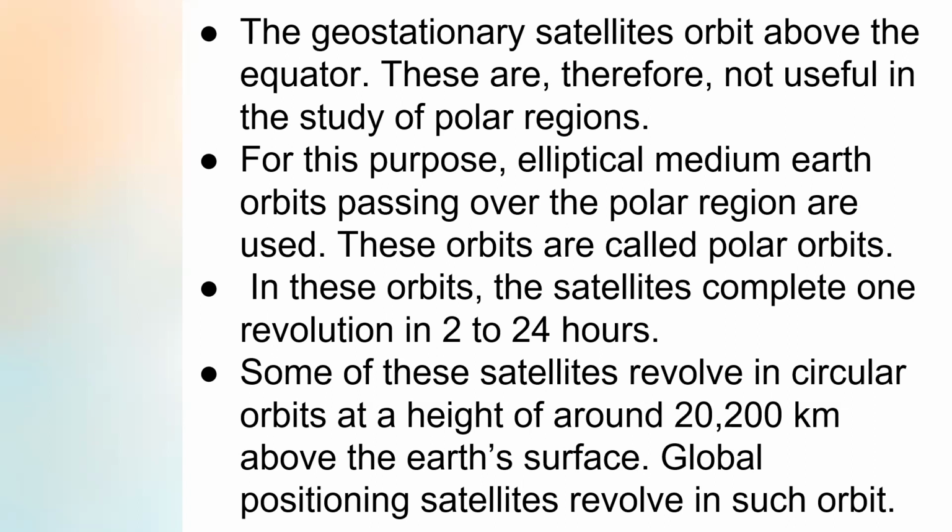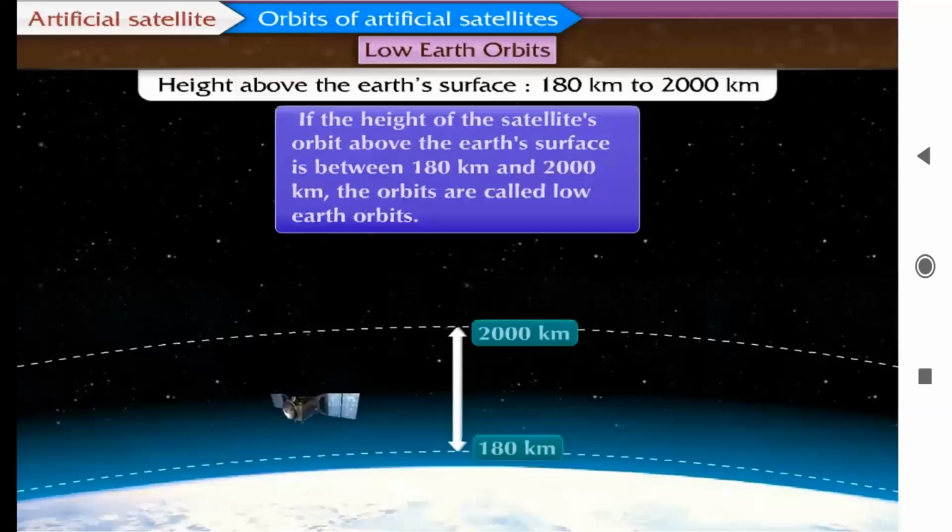Some satellites revolve in circular orbit at a height of around 20 to 200 kilometers above the Earth's surface. Global positioning satellites revolve in such orbits. Now students, we are going to learn about low Earth orbit. Now see, height above the Earth's surface: 180 kilometers to 2000 kilometers. If the height of the satellite orbit above the Earth's surface is between 180 and 2000 kilometers, the orbits are called low Earth orbits.